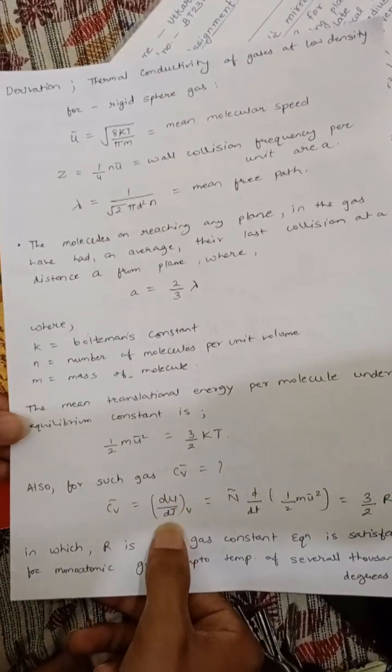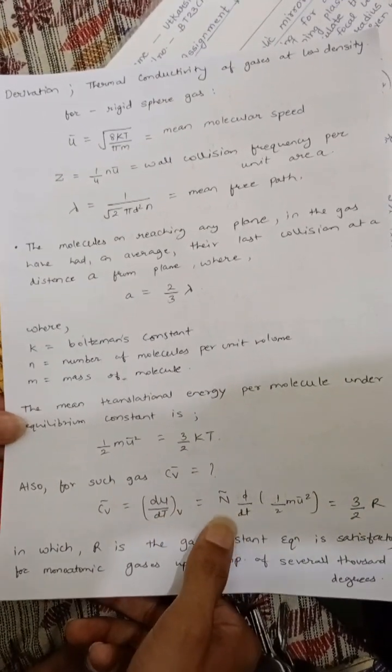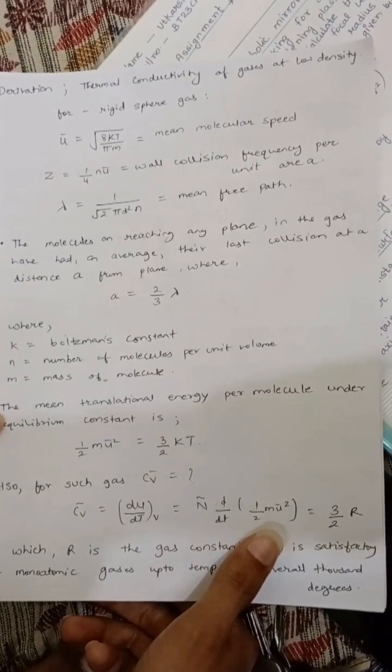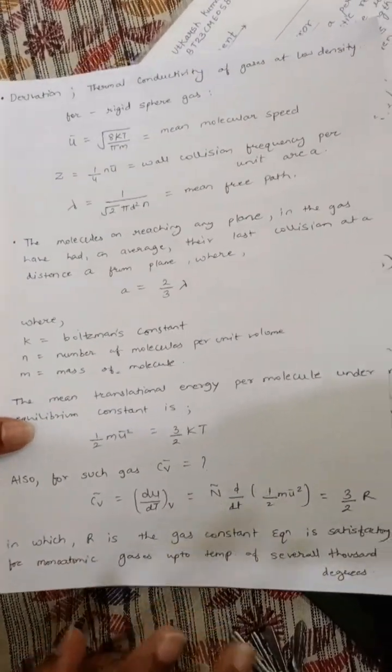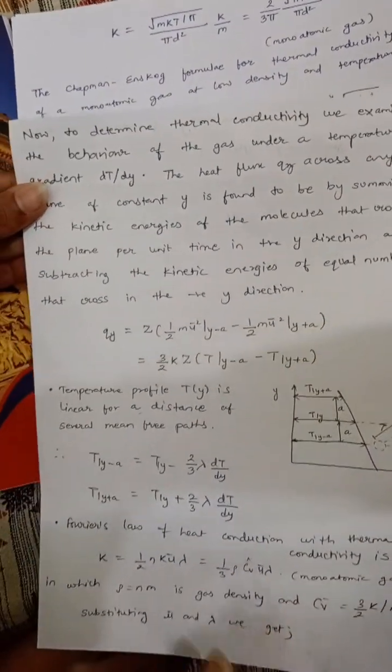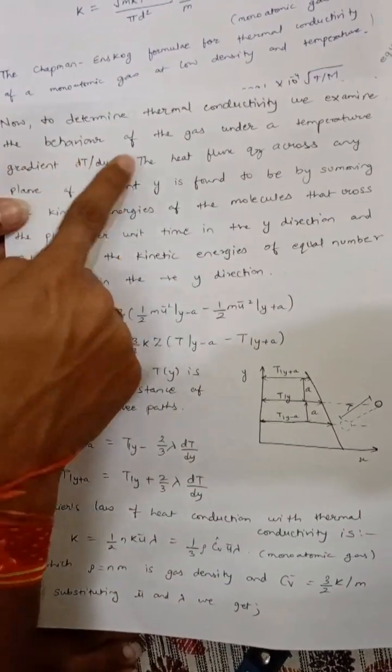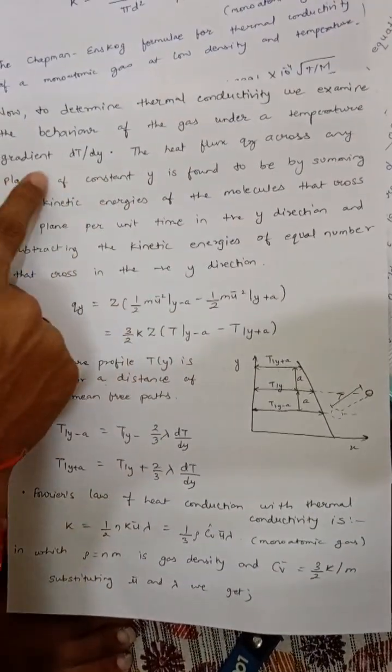Also for such a gas, Cv is equal to du by dT at constant volume, which is equal to N d by dT of half m v square, which is equal to 3 by 2 R, in which R is the gas constant. This equation is satisfactory for monoatomic gases. Now to determine thermal conductivity, we examine the behavior of a gas under a temperature gradient.